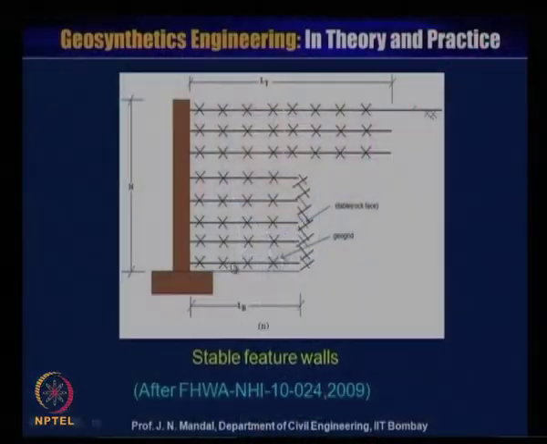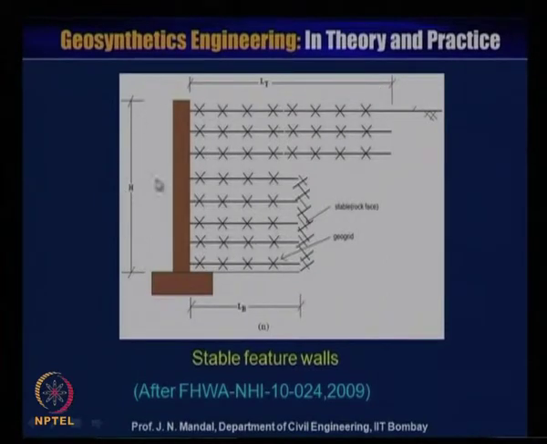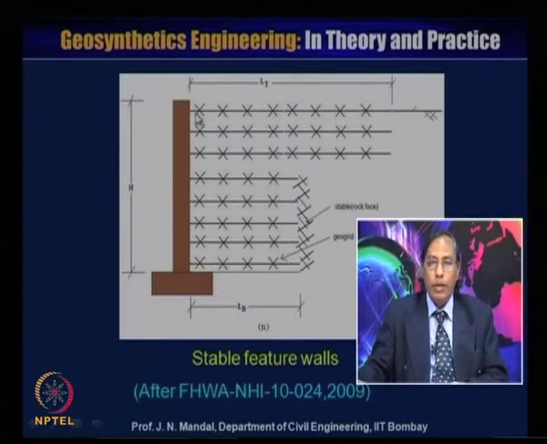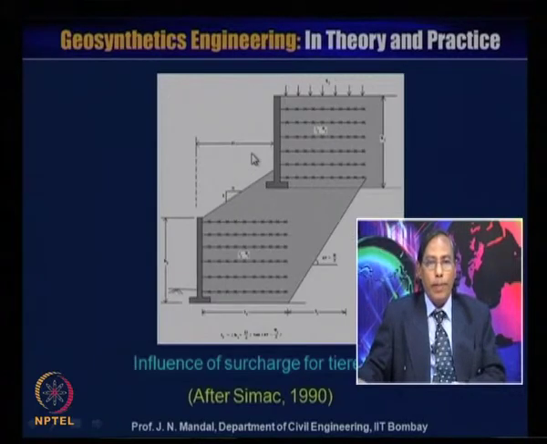Now, this is a stable feature of the wall. You can see here, this is the height of the wall, and this is the length of the reinforcement, and this is the rock, the stable rock face. So, you cannot go behind this. This is the length of the reinforcement at the bottom, and this is the length of the reinforcement LT at the top. So, you can increase the length of the reinforcement at the top, and you can reduce the length of the reinforcement at the bottom. So, this is how a wall with a stable feature can also be constructed, as per FHWA 2009.